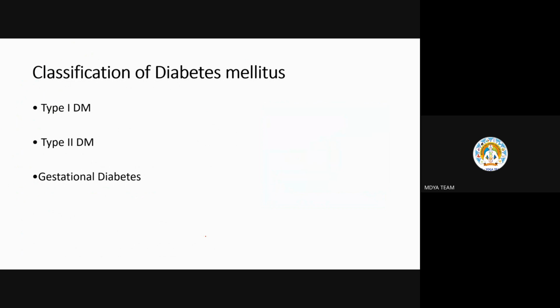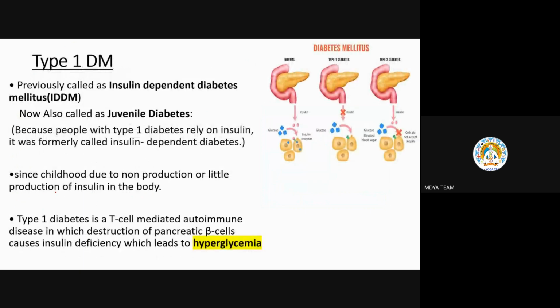Okay, first we studied what exactly diabetes is, that is the main thing, and to understand that we understood all the hormones. Now classification is type 1 diabetes mellitus, type 2, and gestational diabetes is also there. Type 1 diabetes mellitus, understand now. It is also called as insulin. What exactly happens in this, I will tell you.